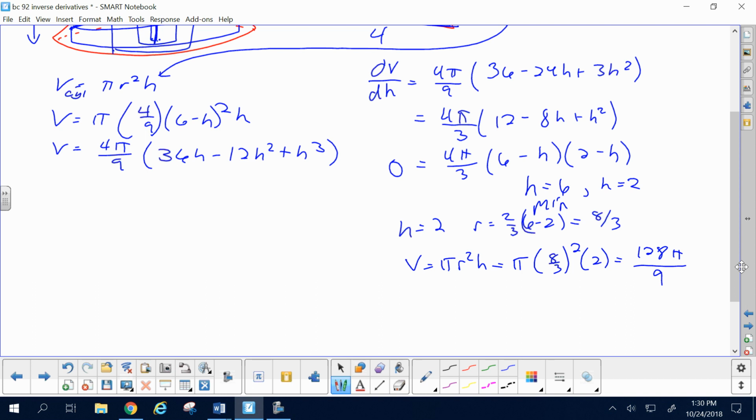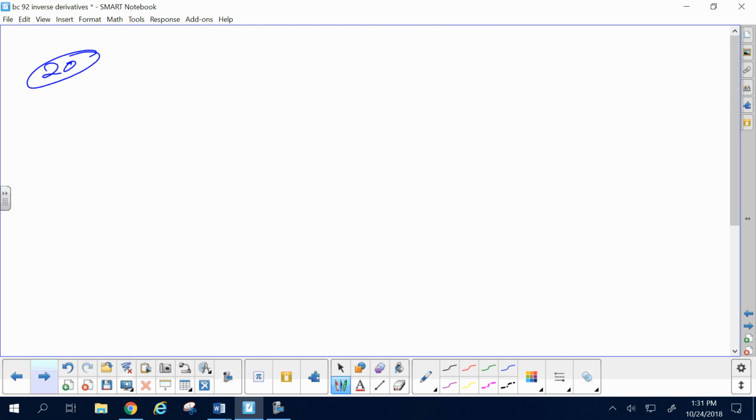Units cubed. Okay, cool. Question on 20. Is 20 still a question? Okay. So this is meant to be an application and an evaluator, yeah?